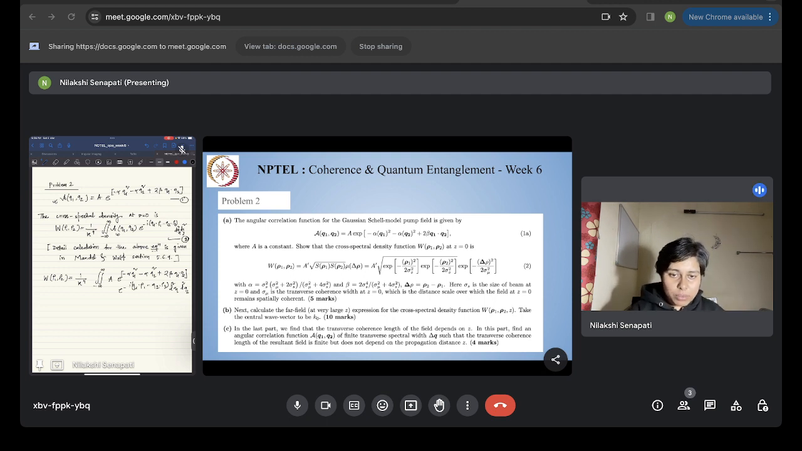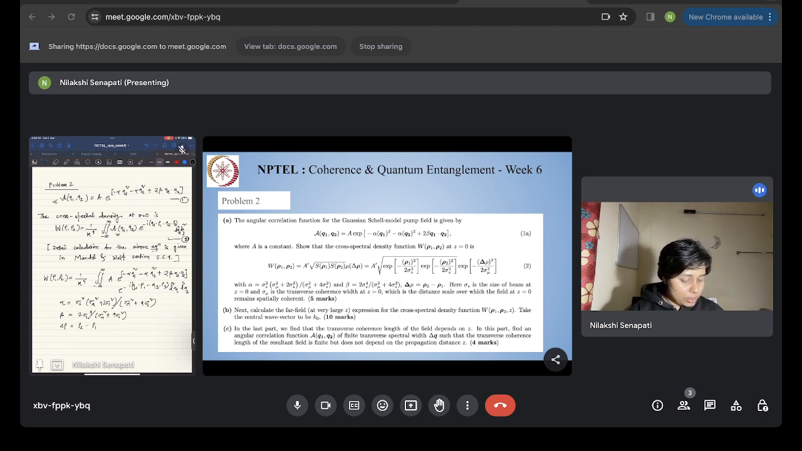Now alpha and beta are given to you. We need to write in terms of them. Alpha is sigma_s squared, sigma_mu squared plus 2 sigma_s squared over sigma_mu squared plus 4 sigma_s squared, and beta is 2 sigma_s to the power 4 over sigma_mu squared plus 4 sigma_s squared. This is alpha and beta, and delta rho is equal to rho 2 minus rho 1.